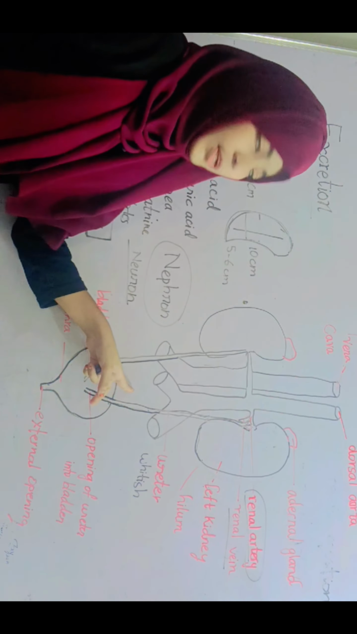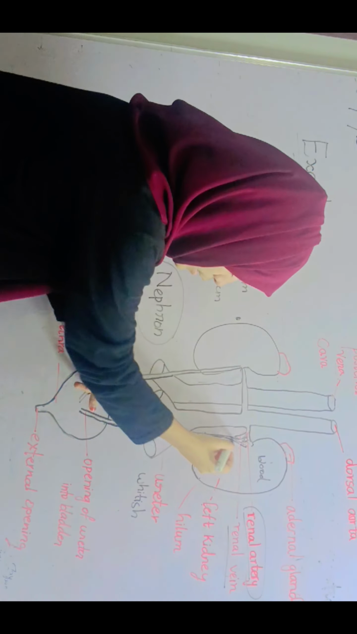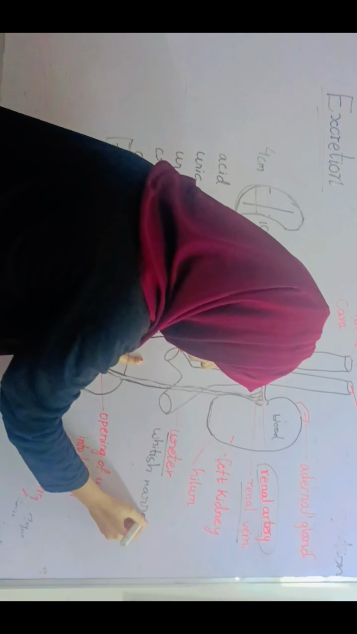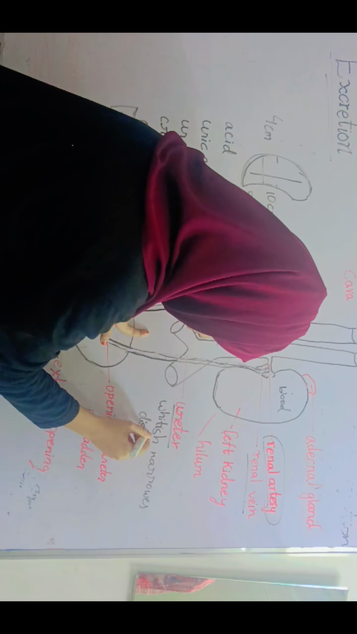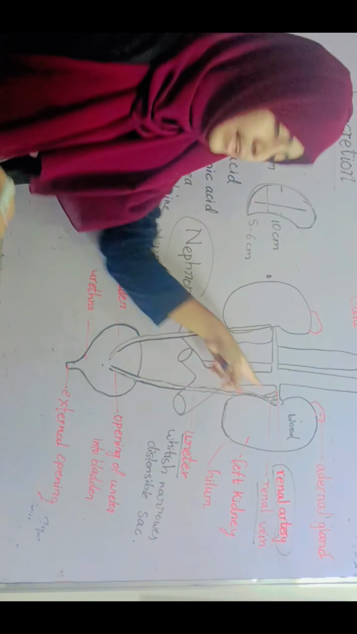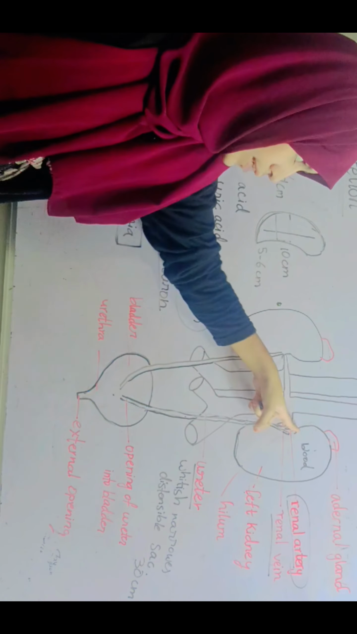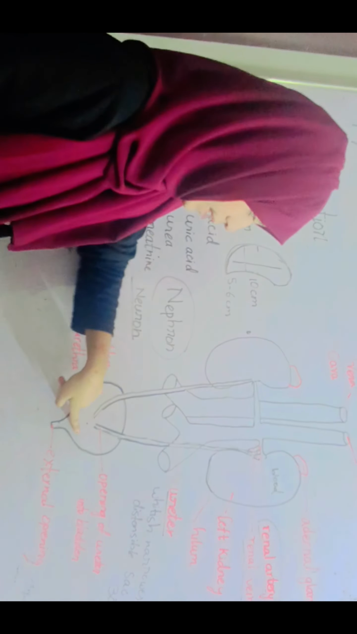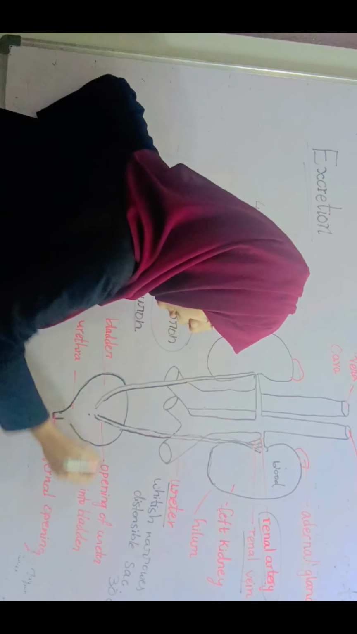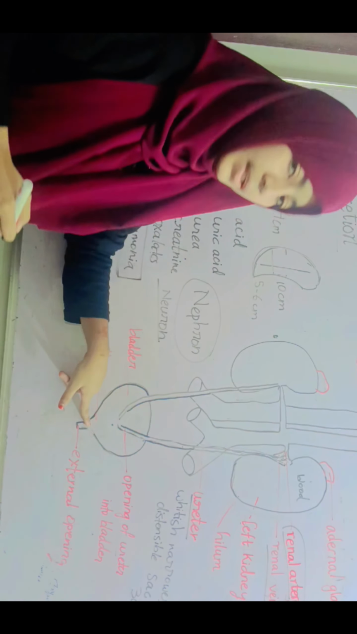What is the function of ureter? The filtered urine which is present in the kidney, this ureter brings into the bladder. It is whitish, narrower, distensible. It is 30 centimeter in length. So the function of ureter is to bring the urine from the kidney into the bladder. It opens into the bladder. This is the opening of ureter into the bladder. This is the bladder and this is the urethra.